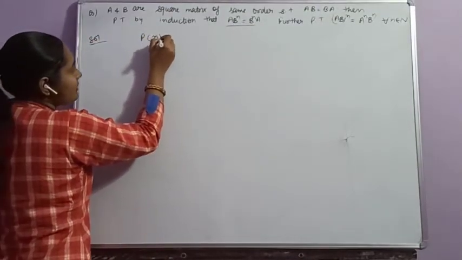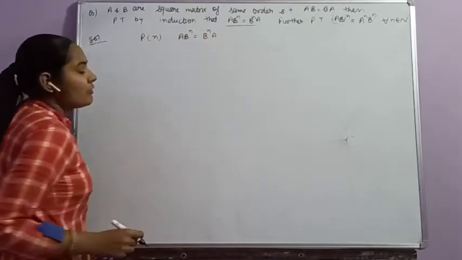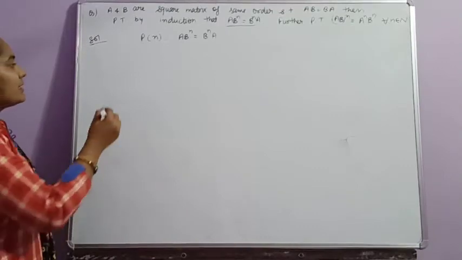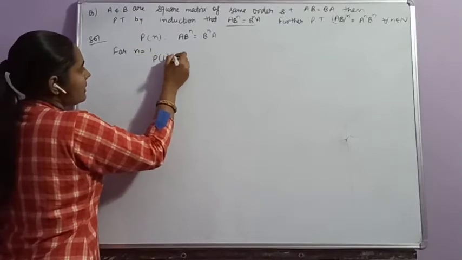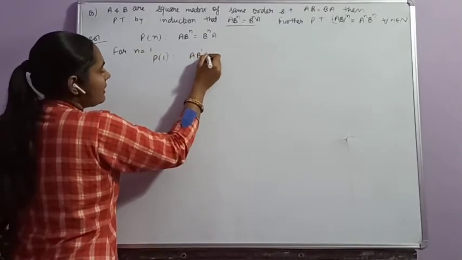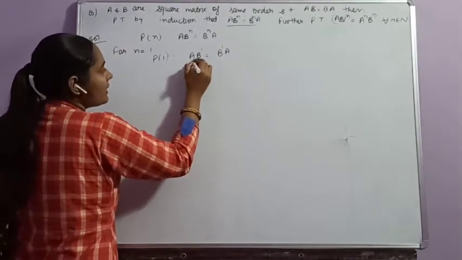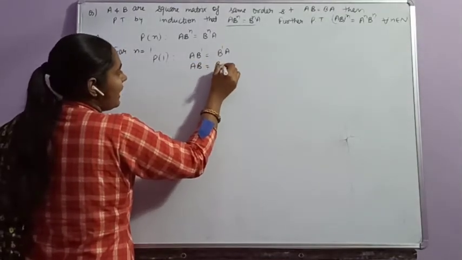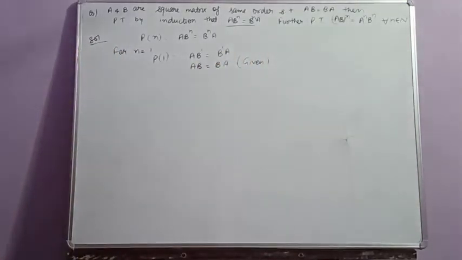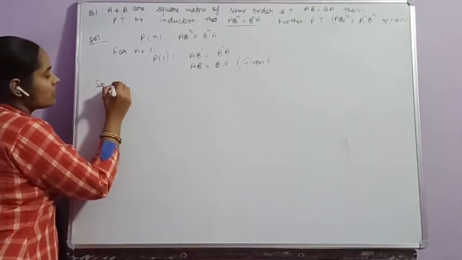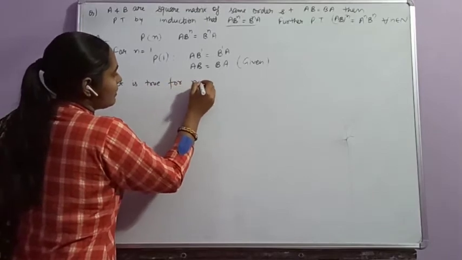Let Pn be AB raised to the power n equals B raised to the power n into A. Firstly, we have to prove it for n is equal to 1. For n is equal to 1, P1 is AB raised to the power 1. That is our left hand side, and the right hand side will be B raised to the power 1 into A. That is AB is equal to BA, and it is given that AB is equal to BA. So it is true for n is equal to 1.